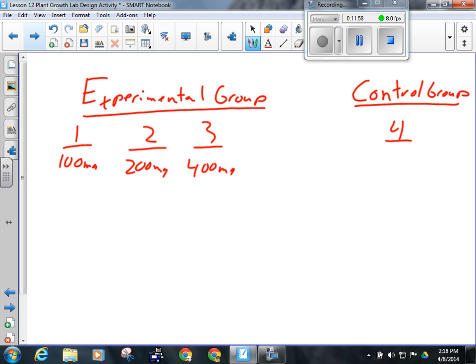In the Korean War, when doctors were running out of morphine for the soldiers that were wounded, they just started giving them sugar pills and telling them it was morphine, and they all felt better. So you have a control group that gets nothing.